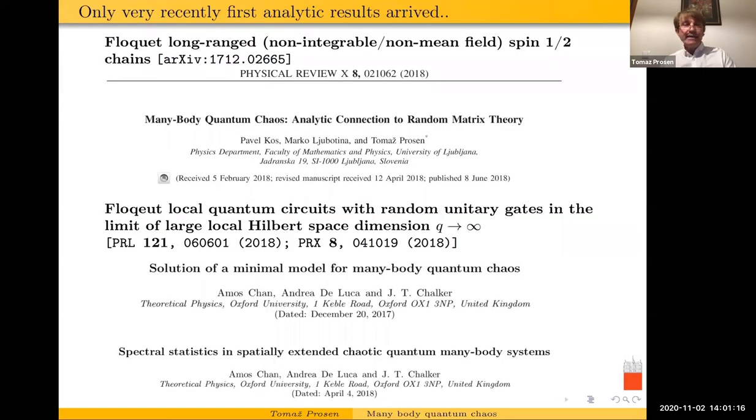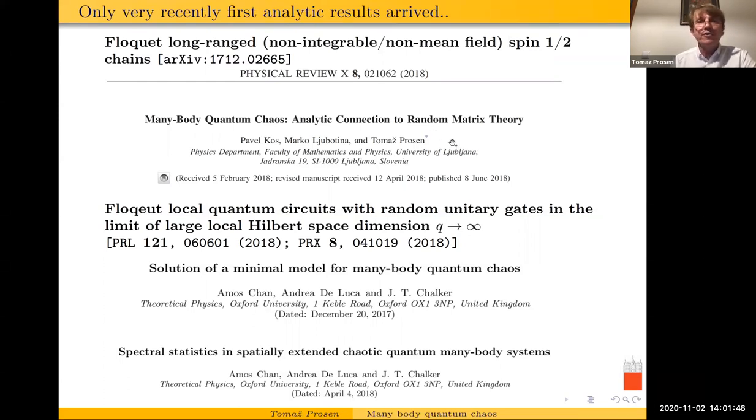Okay, and then I think just a few years ago, finally we have arrived at the first results which point to a physical mechanism by which random matrix results can be derived from, let's say, dynamical models of many body spins or many body quantum systems. There were two sets of papers, or two papers.